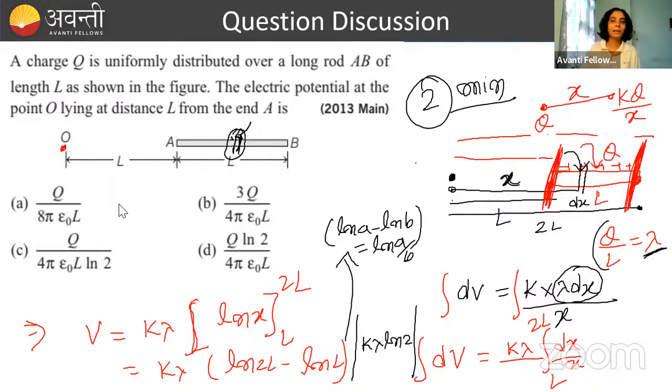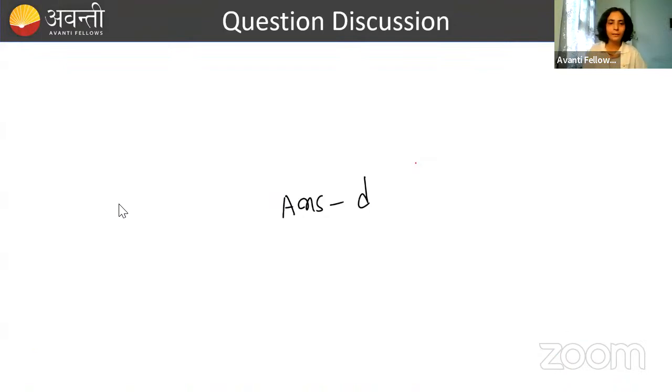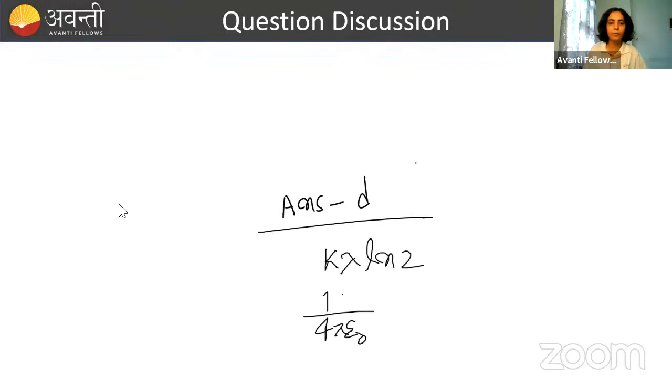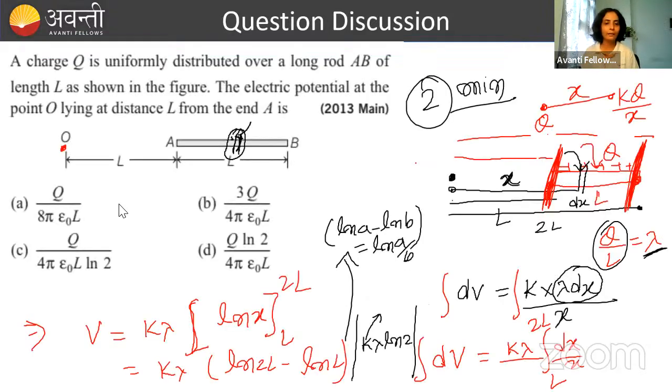Now simply, in place of lambda, what will you put? Q by L, and in place of K you can write 1 upon 4 pi epsilon naught. So what answer do we get? We get option D. K lambda ln 2 was the answer. Write K as 1 upon 4 pi epsilon naught, and lambda is Q by L. So this becomes Q ln 2 by 4 pi epsilon naught L. That is, D will be the correct answer.